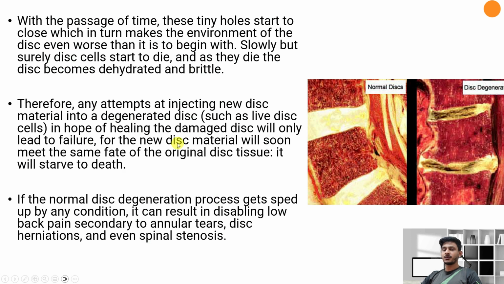So what happens is, then why can't we inject new disc material? They try to inject new disc material, but again the new disc material also will not get blood supply through diffusion, so that will also die. So that turned out not to work out.